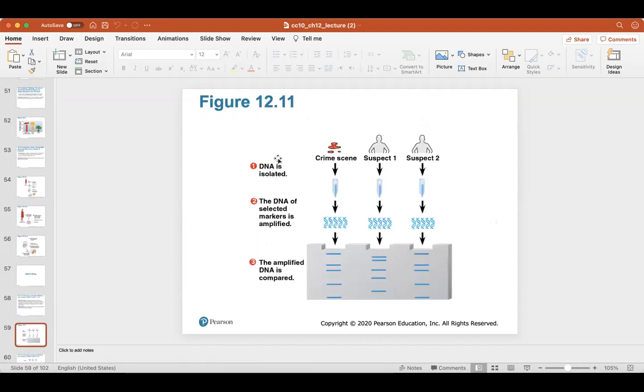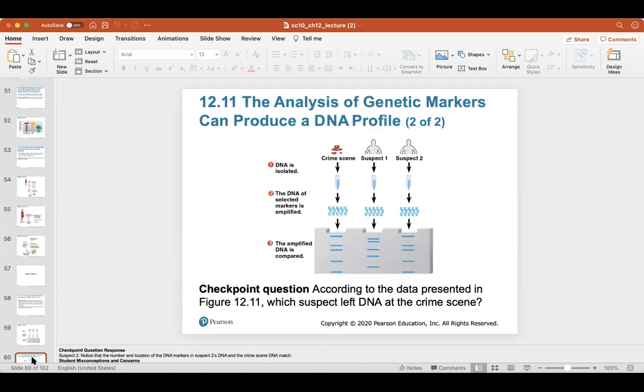So what it does is it takes DNA from a crime scene and from two different suspects, and its markers are selected and amplified. Then, in order to see the DNA, we compare the three different samples in a gel electrophoresis. So what happens here is we're able to compare DNA across suspects. We take DNA from the crime scene and the lines will match up with the correct suspect.